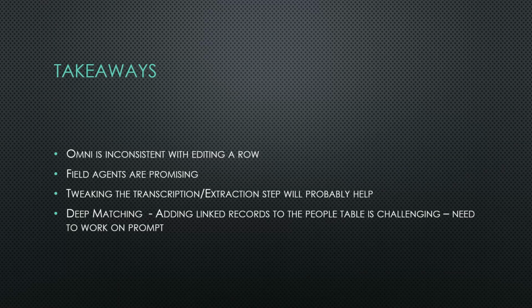some of the instructions, maybe the transcription and extraction step. If that were done probably with more clear instructions, then it would be easier to match the linked records or create a new record. And then I just need to figure out the deep matching, how to get that AI field agent to create new linked records when it can't find a match in the people table. So I'll just keep working on the prompt there, and hopefully this will be something that can make logging DNA matches and other research logging a lot easier and faster.